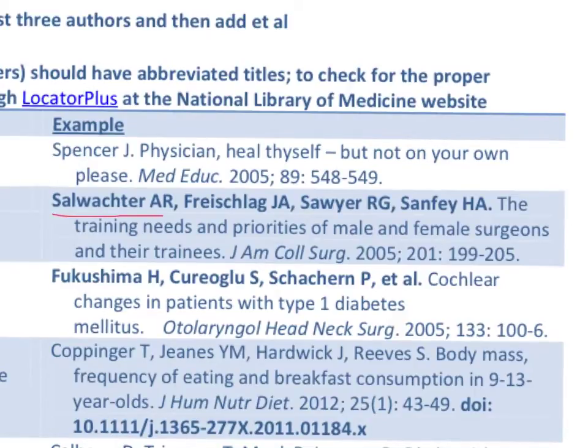Okay, that's laid out by last name and first 2 initials. So very particular. If there's 2 initials, they're both supposed to be there. Notice there's no periods. All there is, is a comma after the author's last name and first 2 initials, and then the next author, and then the next author. When we're done, we do put a period at the end. So Sanfei, H.A., period. Then we put the title of the journal article.